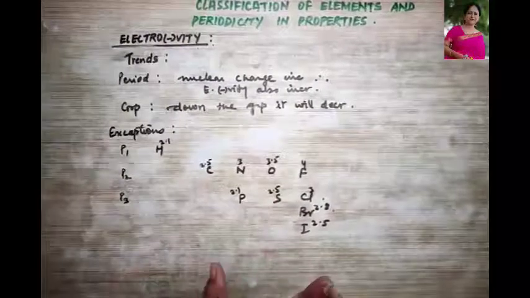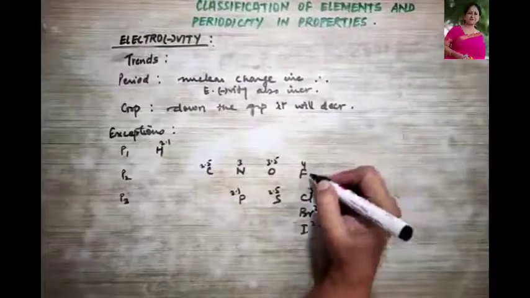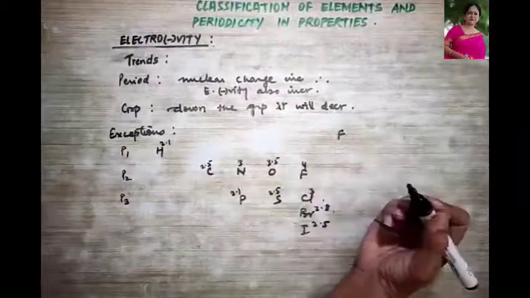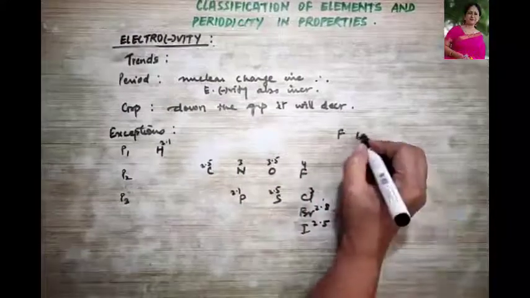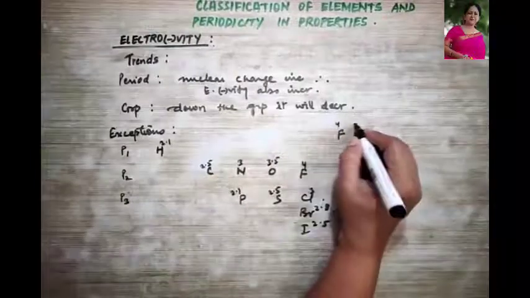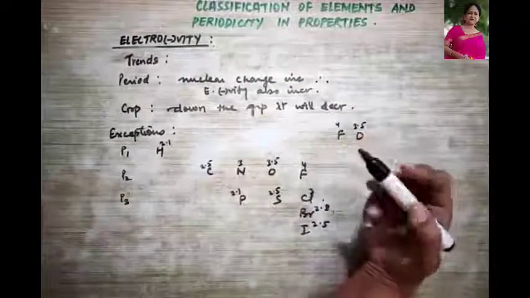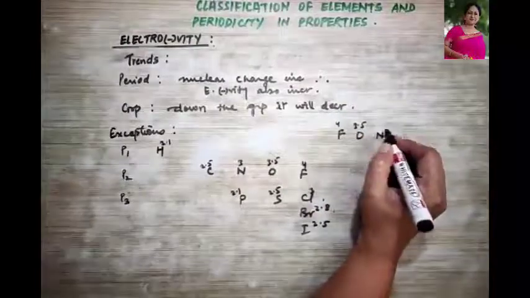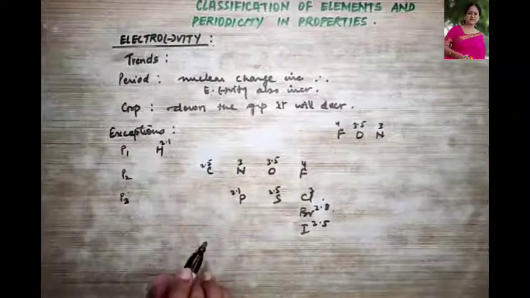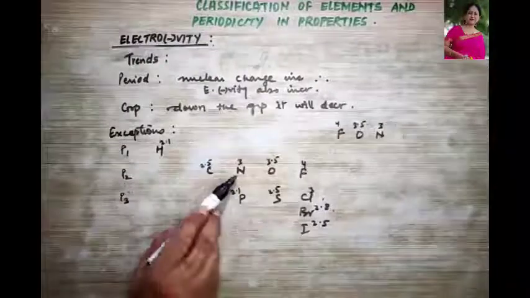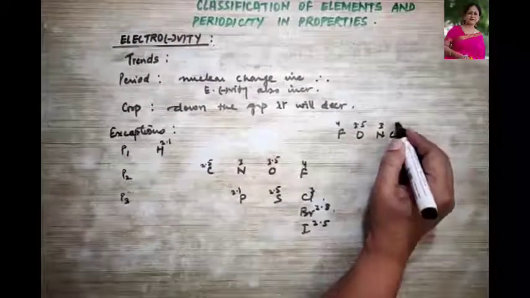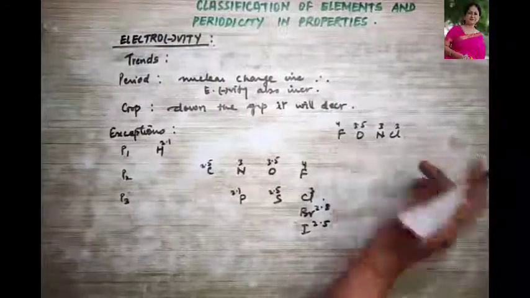So what you need to remember, if you remember the sequence it will be good. Fluorine, see it is 4. Oxygen is 3.5. Then we have nitrogen whose electronegativity is 3. Anybody else has electronegativity 3? Chlorine. See now over here nitrogen is also 3 and chlorine is also 3. This is the exception I was talking about.